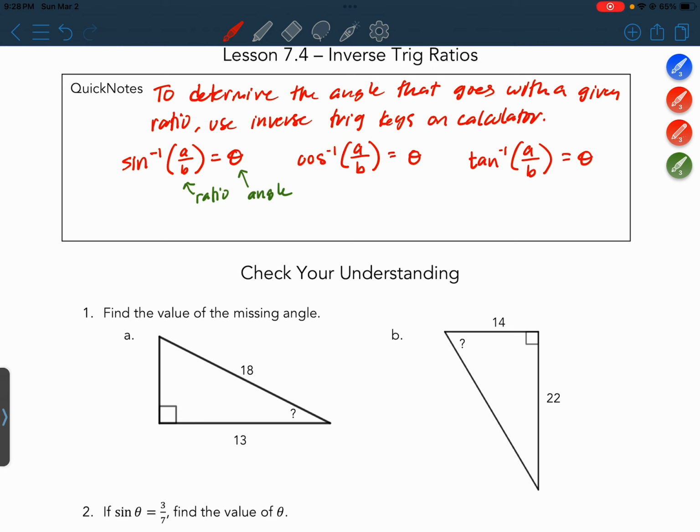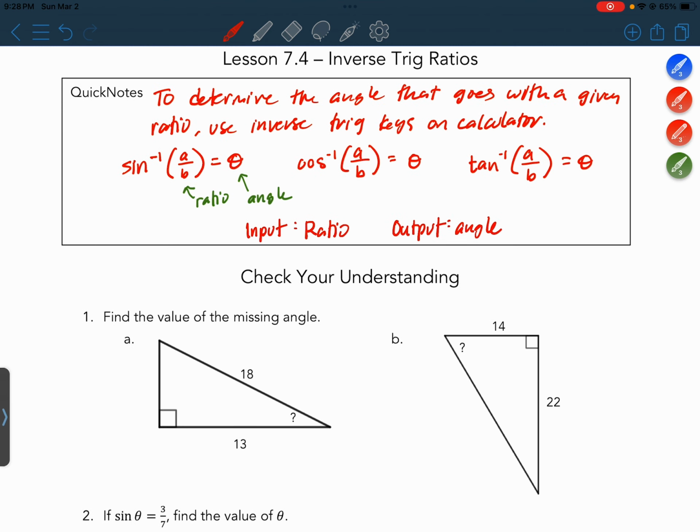So long story short, after you press the right inverse trig key on the calculator, then you're going to input the ratio. So you type in a fraction, and then the answer the calculator gives back, we'll call that the output. That answer is going to be the angle.